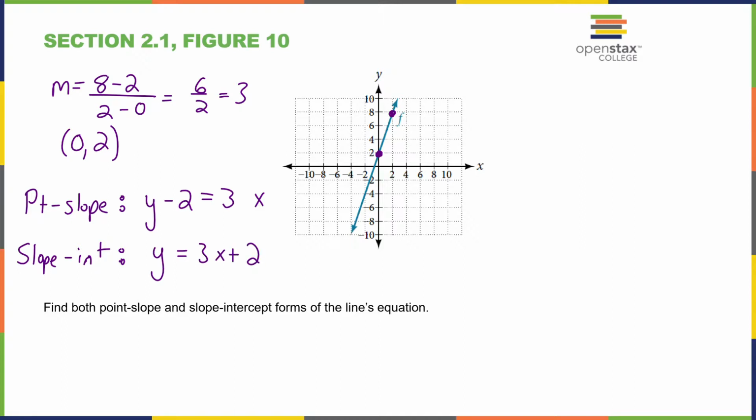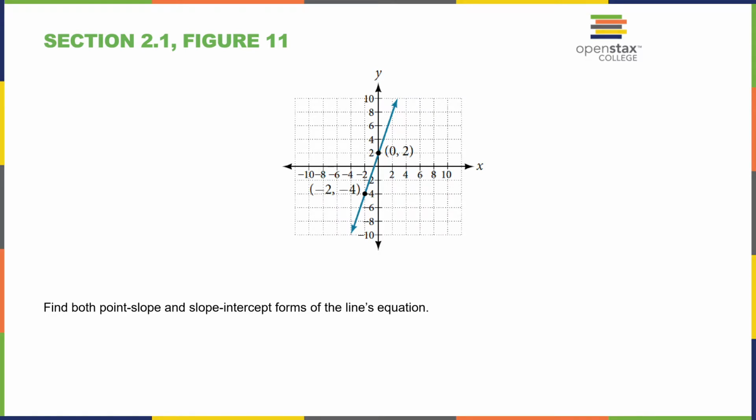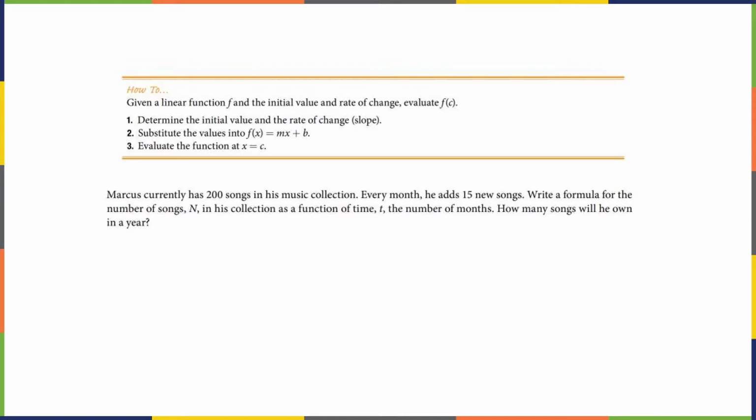And you can see that the slope is 3 and our y-intercept is at (0, 2). So the 2 here for our b value does make sense given our graph. So we can find both versions of this line without any trouble at all.